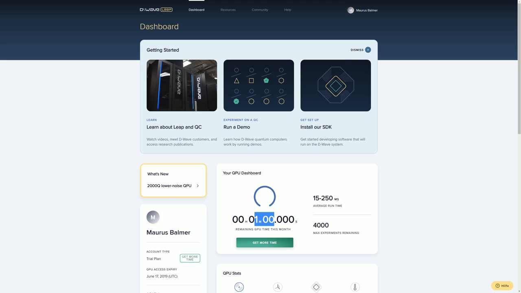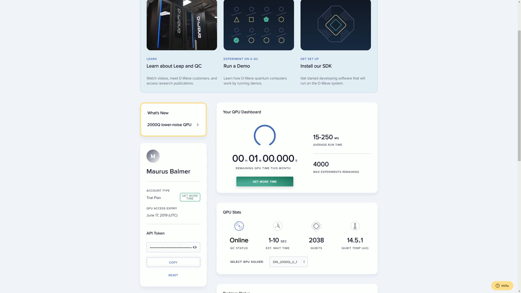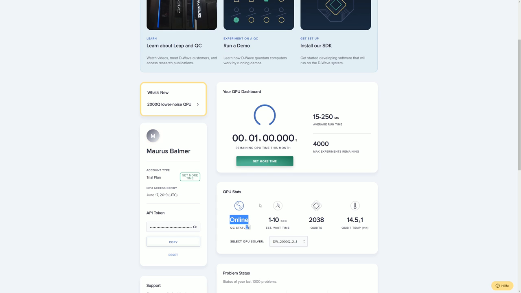I got 1 minute of calculation time, and I can run a maximum of 4,000 experiments. The duration of the period in which I have access to that quantum computer is about 1 month, and then probably it could be renewed. But this is like a trial plan which I have here. As you can see, the status of the quantum computer is online. The average time to access the quantum computer if I run a quantum experiment is between 1 and 10 seconds, and then the access should be granted to run the experiment.